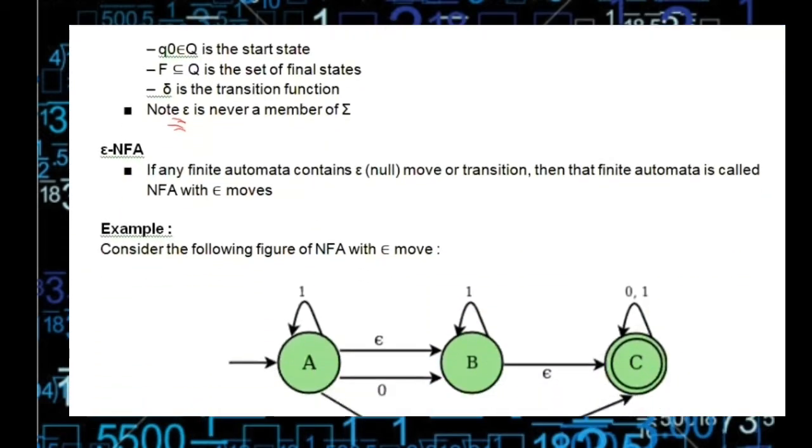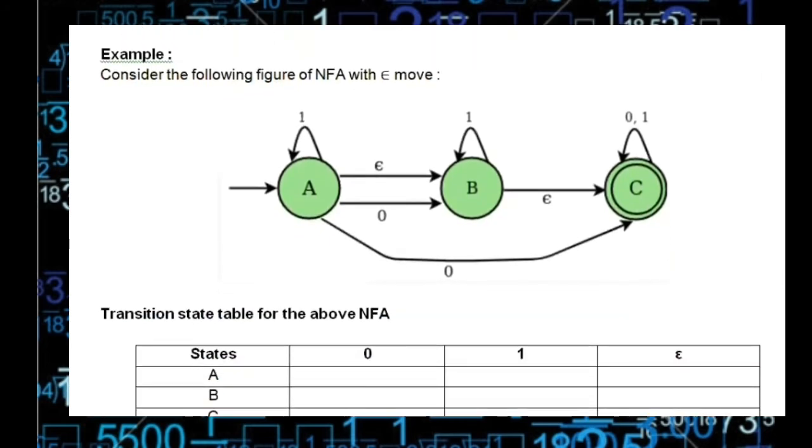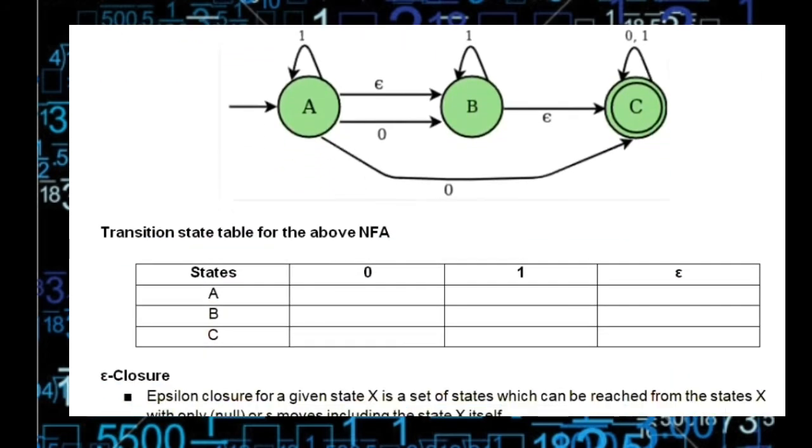ENFA. If any finite automata contains an epsilon, null, move, or transition, then that finite automata is called NFA with E moves. Example, consider the following figure of NFA with E move. So we now have a diagram here. Let us create a transition state table from the above NFA. So, let's answer this table.